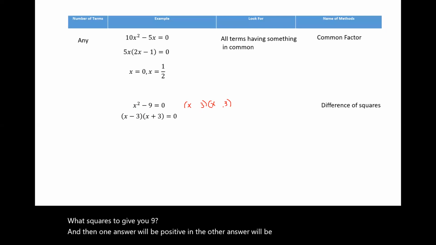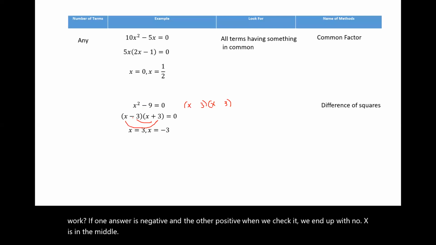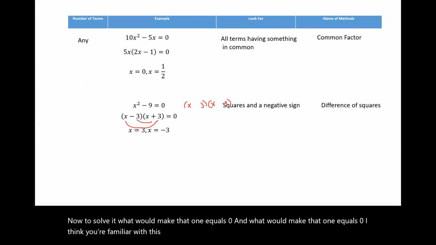Why does that work? If one answer is negative and the other positive, when we check it, we end up with no x's in the middle. Now to solve it, what would make that one equal 0 and what would make that one equal 0? I think you're familiar with this one. Look for squares and negative signs when you do this one.